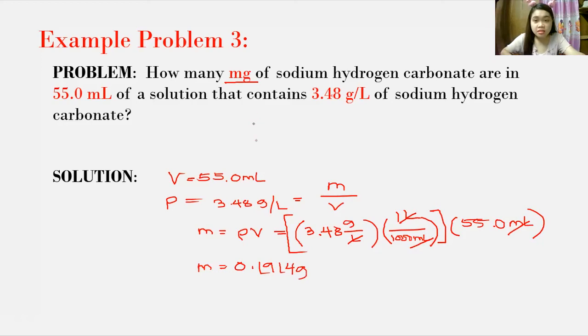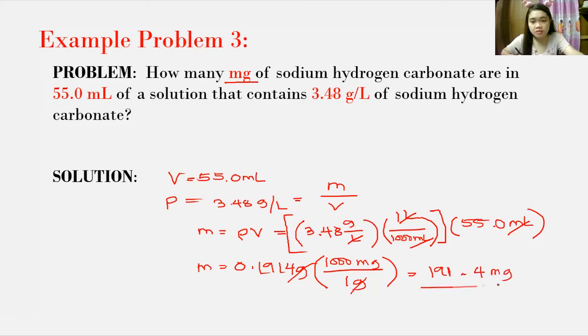grams. But we are asked the mass to be in milligrams, so we need to convert it into milligrams. So here we have 1 gram, we have 1,000 milligrams. Just need to multiply it by 1,000. So the final answer is 191.4 milligrams. So this is the final answer.